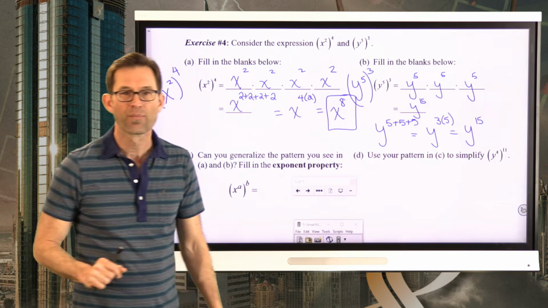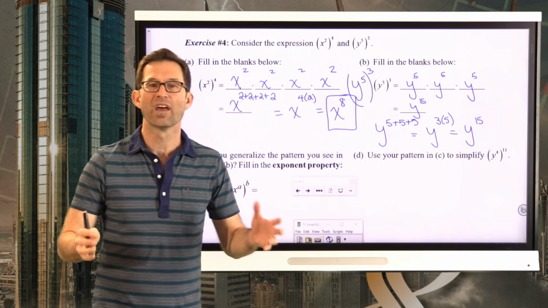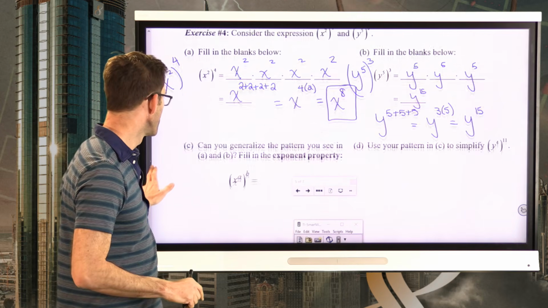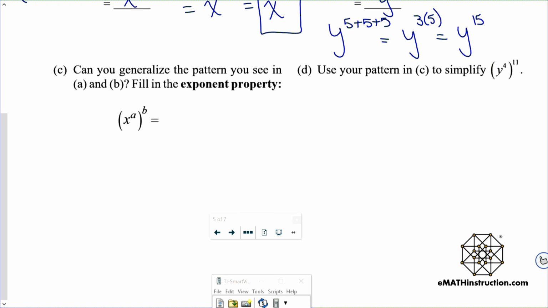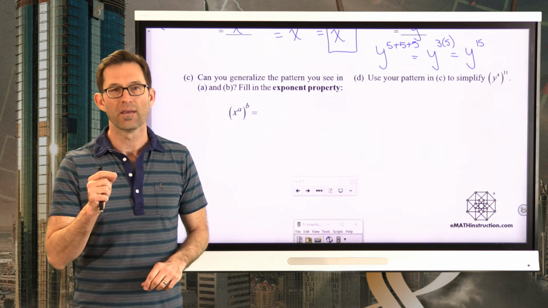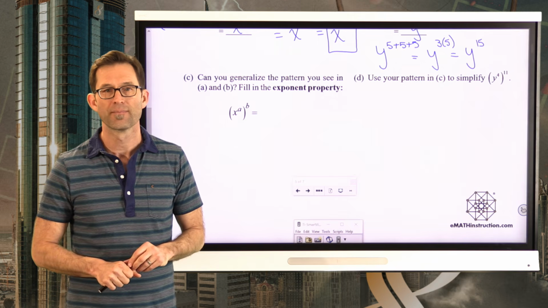All right. So, what is the general exponent property? Let's take a look at that in letter C. Can you generalize the pattern that you see in A and B? Fill in the exponent property. I have x to the A raised to the B. What should that equal? Pause the video now.